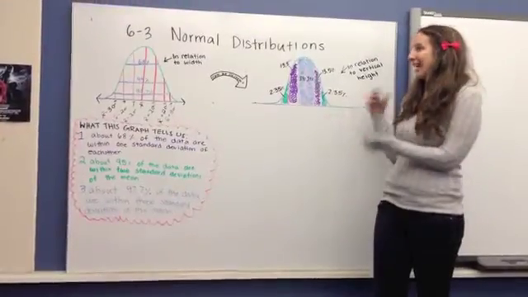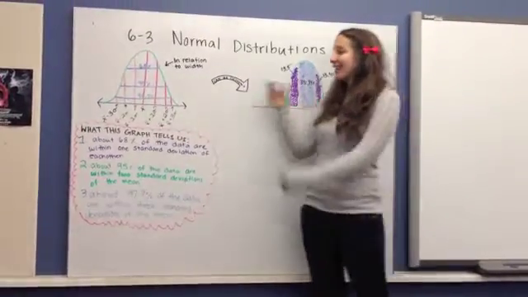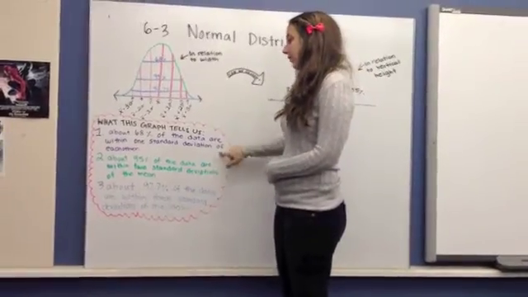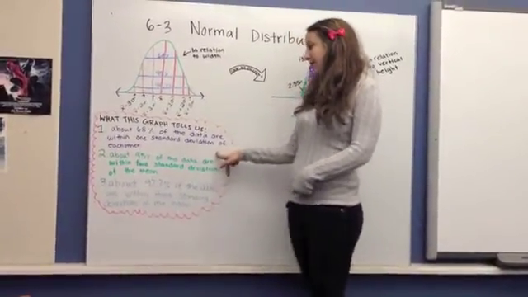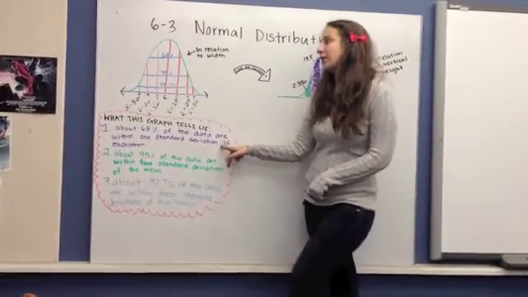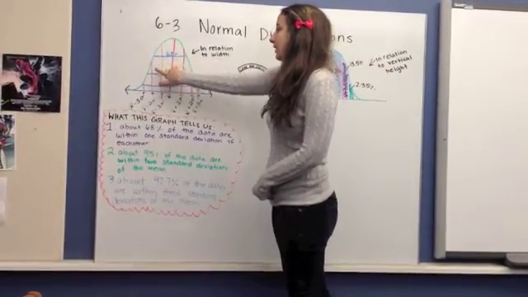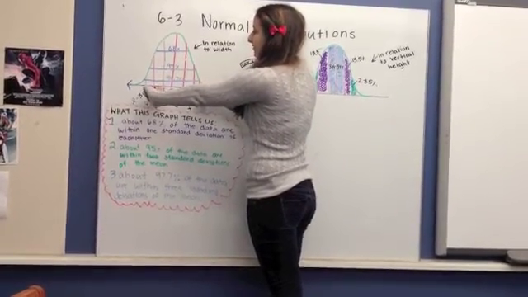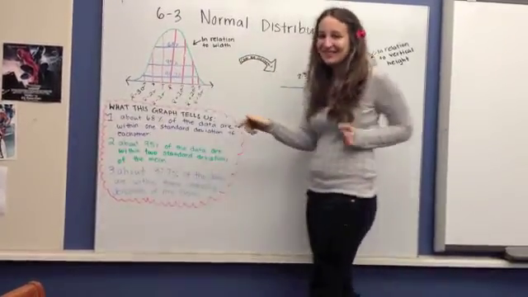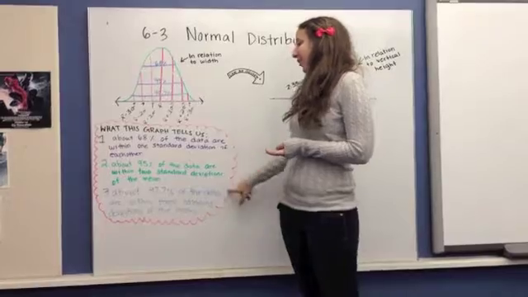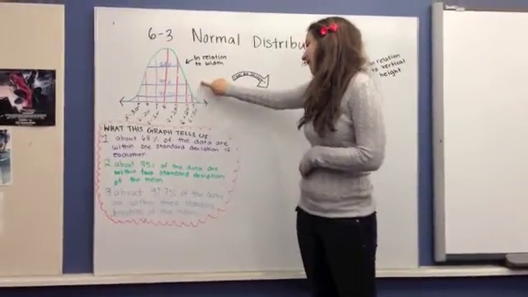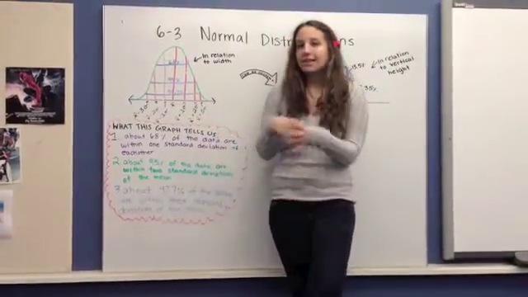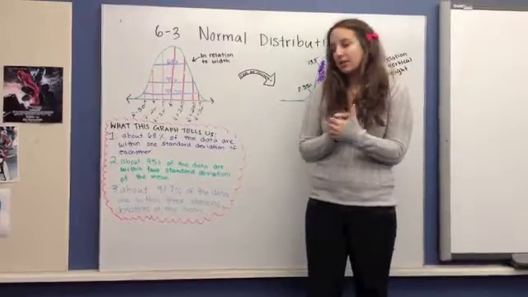Hi again, back to our normal distributions. In this graph, it's in relation to the width of the data set that you're given. And what this graph tells us is that about 68% of the data are within one standard deviation of the mean. And then what it also tells us is that about 95% of the data are within two standard deviations of the mean. So that means, to get to the average, they're within two standard deviations.